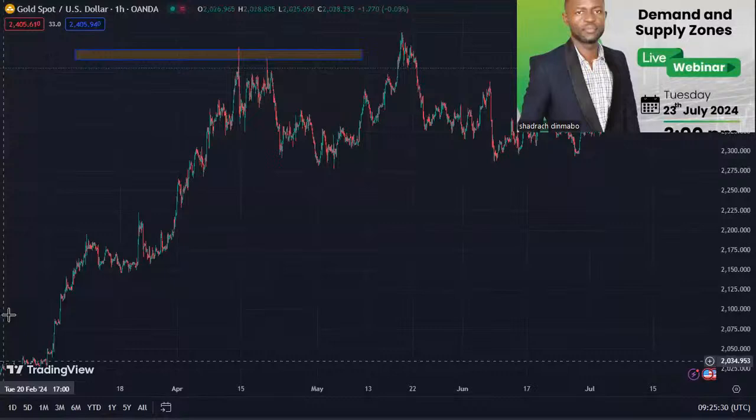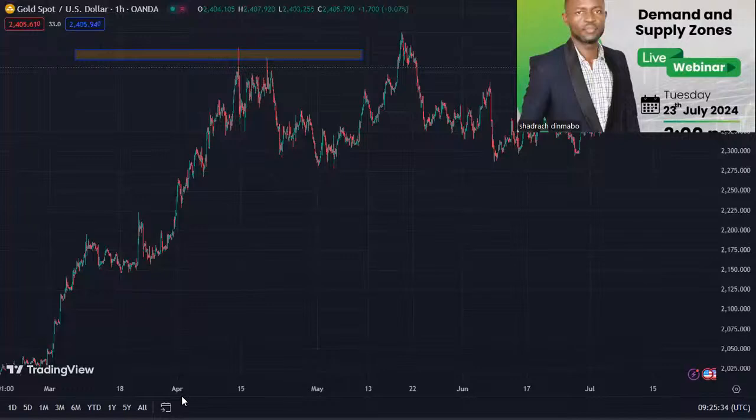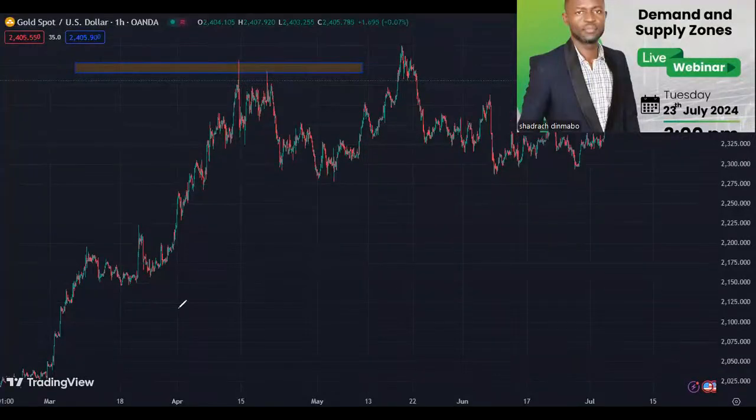Okay, so now let's see something here. You can do this demand and supply zoning at any time frame. You can plot it on your 1 hour, 4 hour, daily, as the case may be, even the 15-minute chart. But of course, the higher the time frame, the stronger the zone.